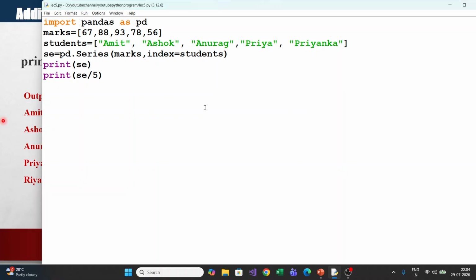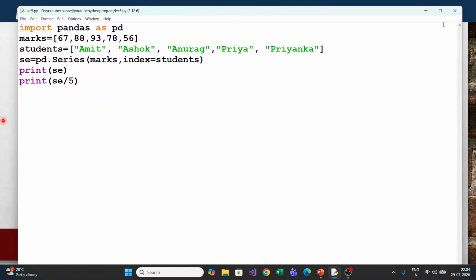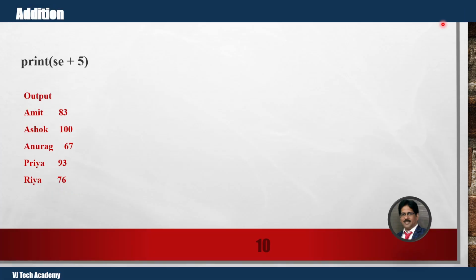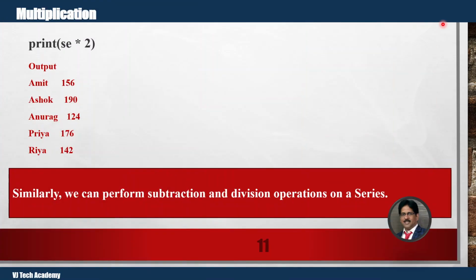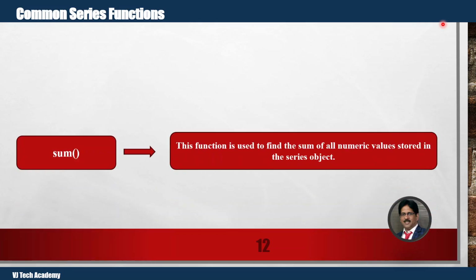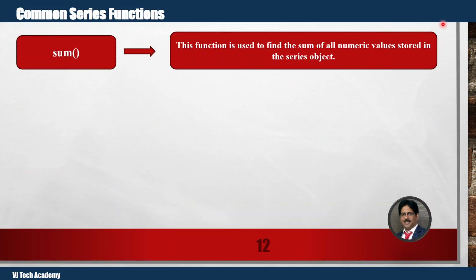Here all the operations have been done using the scalar value. One is series object and one is scalar value. If you perform this operation, this will be treated as a valid operation. So here addition, multiplication, subtraction, division, all these operations we have done. Now we just try to understand some commonly used functions supported by Python for series.